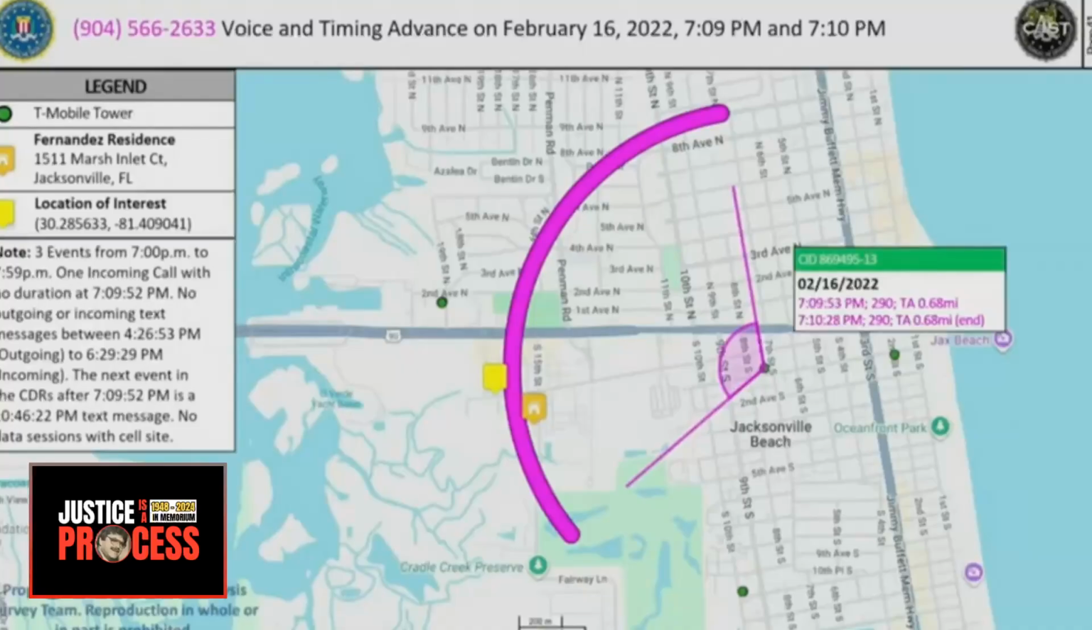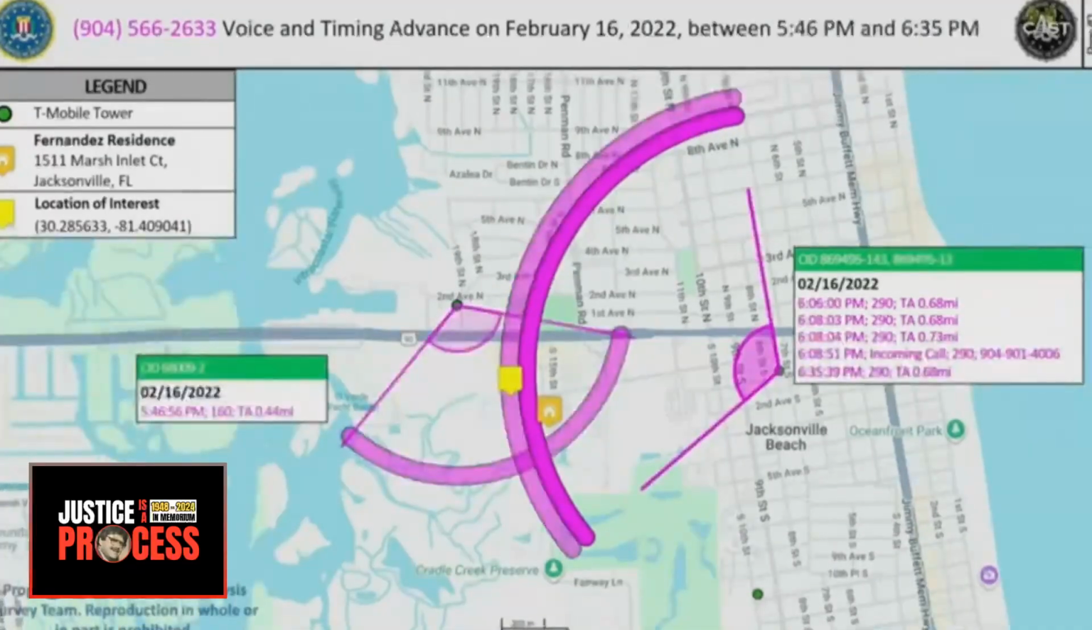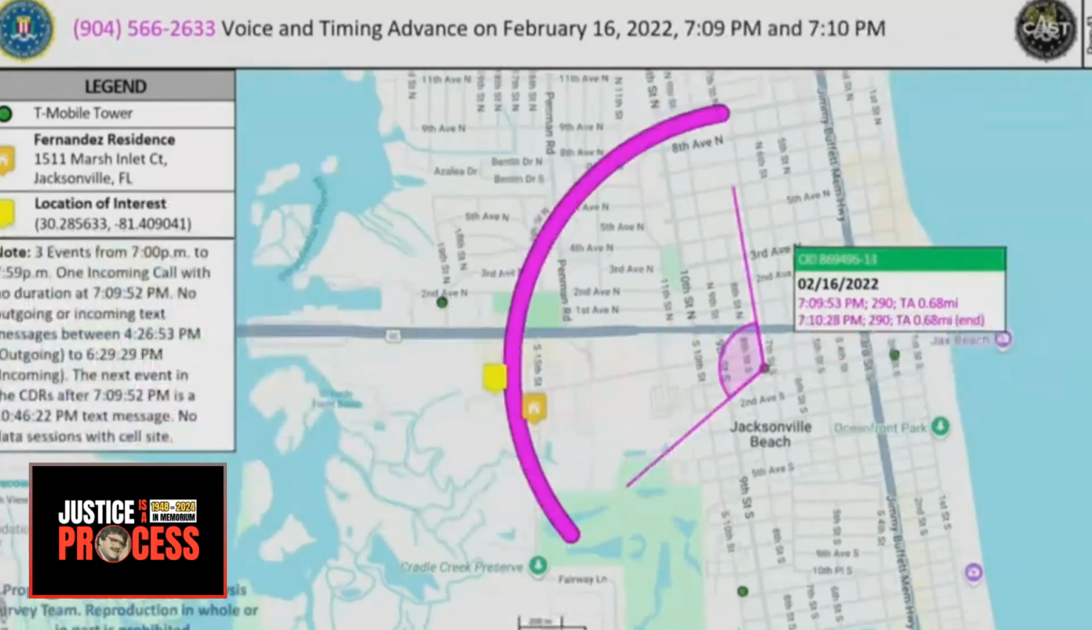So you looked at the call log records themselves. Yes, the raw records. Can you describe for me what the cellular activity of this phone is during this time frame? We're getting timing advanced, which is generated by the network. It doesn't mean you have to use your phone. What user-generated or user-received activity is there on this phone for these time periods? The last outgoing text message is at 4:26 p.m. There's another incoming text message at 6:29. There's no cell site for that, so I can't map those two. The next event is that call with no duration at 7:09:52, and then there's nothing else until 10:46 when there's a text message.